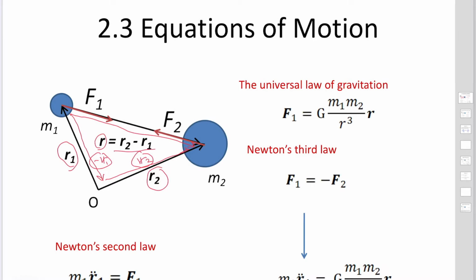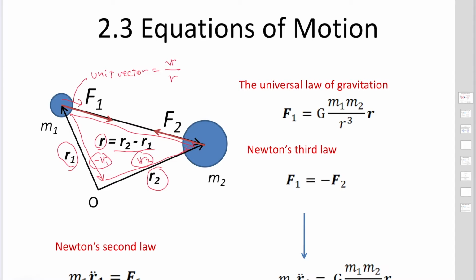Then the unit vector is directed parallel to the r vector. It is expressed as the r vector divided by the magnitude of r. Then we can create a unit vector parallel to the r vector.